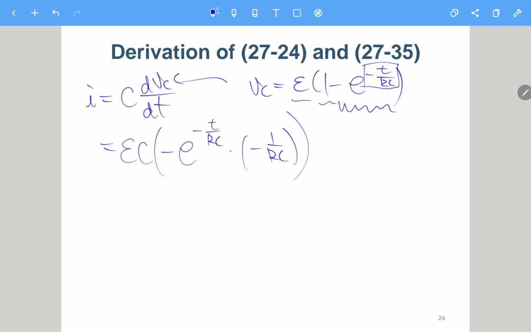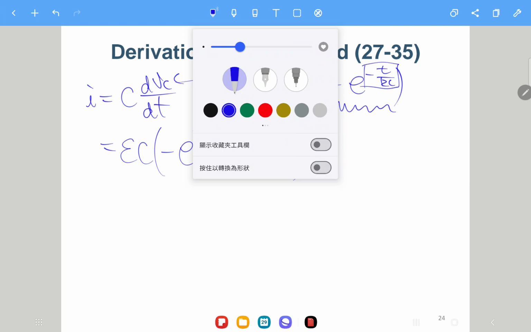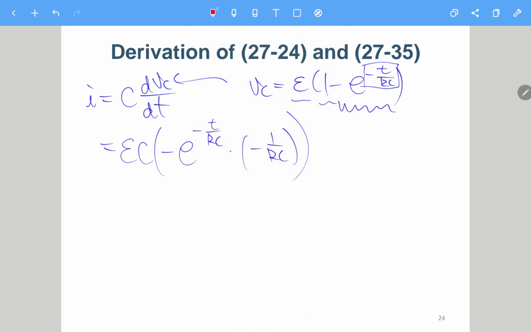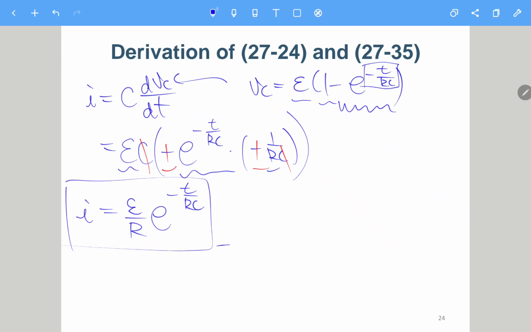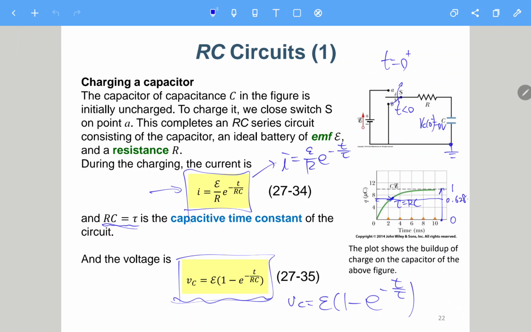Altogether we can do some cancellation. This is a negative sign, so it becomes a positive sign, and then C and C cancel each other. So finally we have E over R, and the remaining is E to the negative T over RC. So this is I, actually the same as this one.